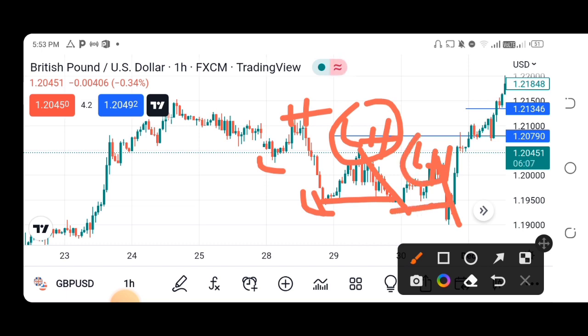You'll be selling at your lower high. You sell at your lower high, and your TP should be at your new lower low. That is how to trade. Probably your stop loss can be here. That is how to trade this.